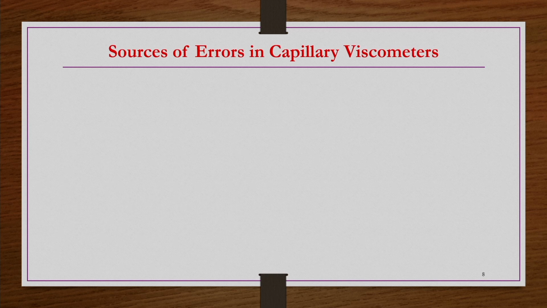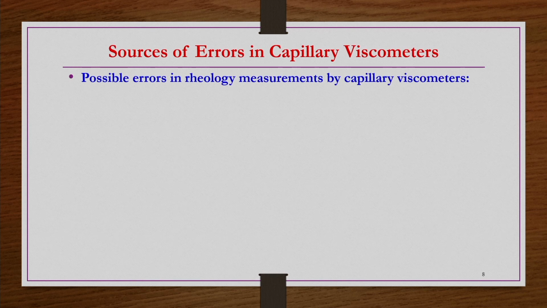Sources of errors in capillary viscometers. When you try to measure the rheology of a rheologically unknown fluid by using capillary viscometers, several errors are possible. What are they? Entrance and exit effects, or end effects. How important is it?